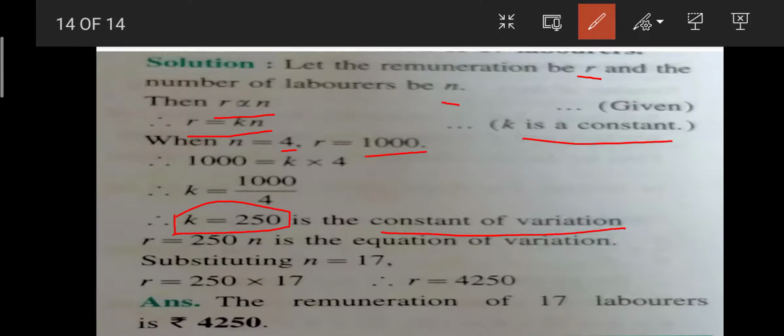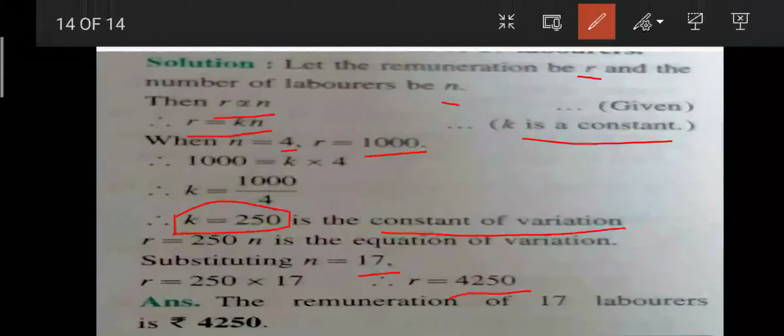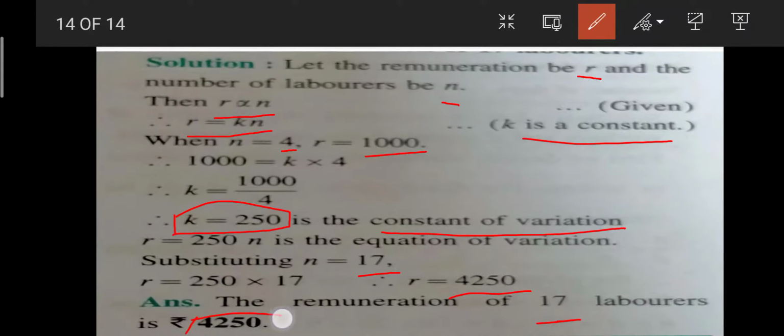Now R is equal to 250 N is the equation of the variation. Now we are substituting the values accordingly, with N equal to 17. So R is equal to 250 into 17. When we multiply, 250 into 17 is 4250. The remuneration of 17 laborers is how much, students? The answer is 4250.